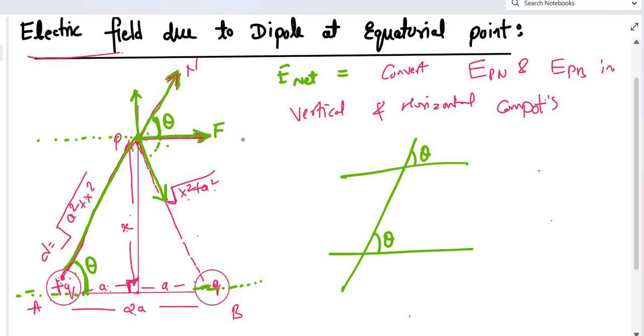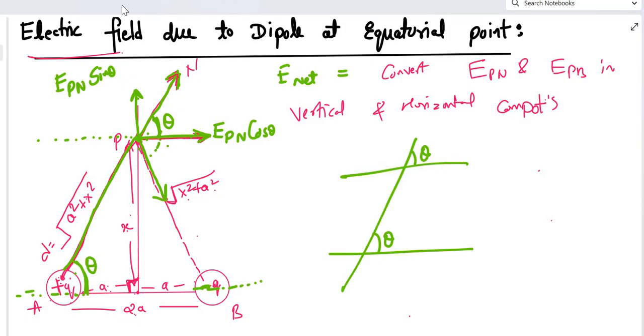So EPN will have two components. This component will be EPN cos theta because this side is the angle, and this component will be EPN sin theta. This is the vertical component upward and this is horizontal. So I have divided it into two parts. Correct.